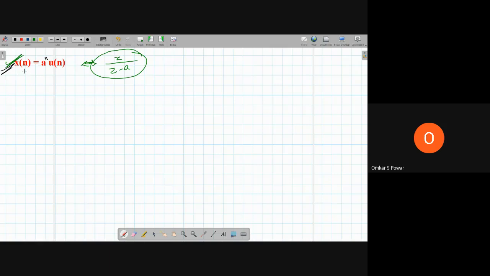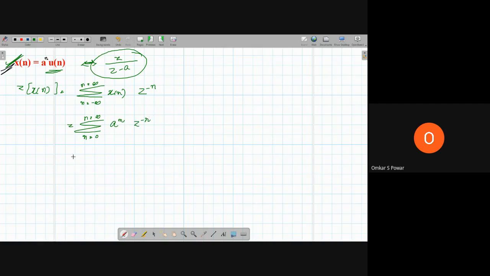Okay, so let us solve this one. We have the z transform of x of n is equal to summation n varies from minus infinity to infinity of x of n z power minus n. What is your x of n? It is a power of n. Since it is u of n, I can write the range directly from 0 to infinity. So x of n is nothing but a power of n, z to the power of minus n.